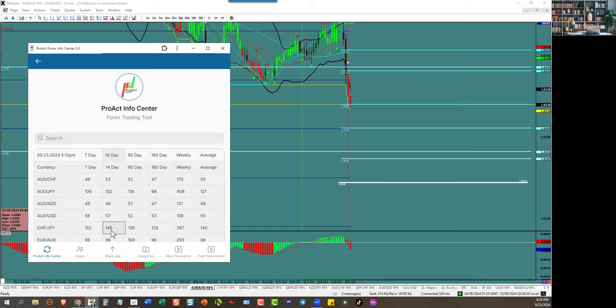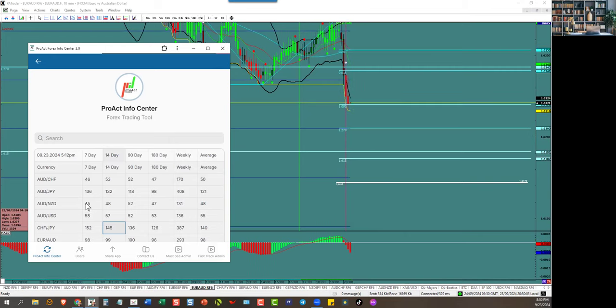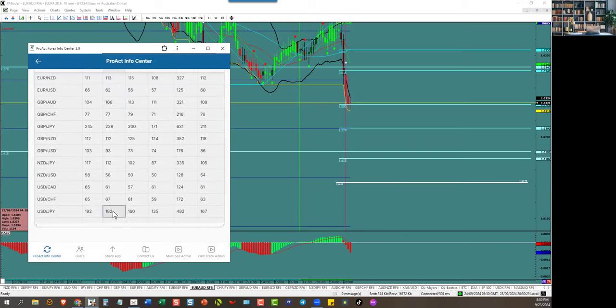That means it can go 500, 600 pips in the next 3 or 4 days. So Swiss yen gives me an opportunity. Euro Aussie's 99. It's close, but Euro yen is 175 pips. Euro New Zealand is 113 pips. Pound Aussie is 106, pound yen is 228, and pound New Zealand is 112. And that should be it. Whoa, we got dollar yen at 182 pips. So those are the currencies we're looking at for a swing trade.